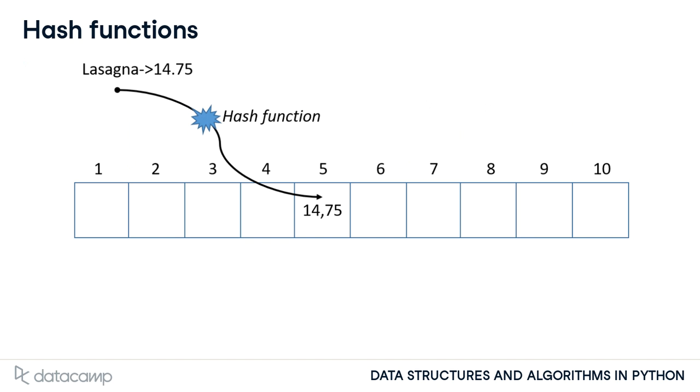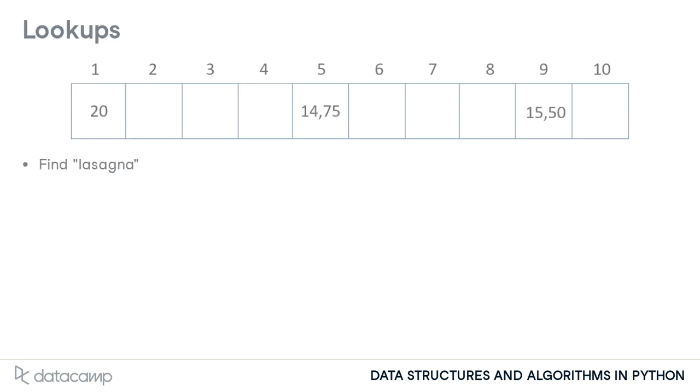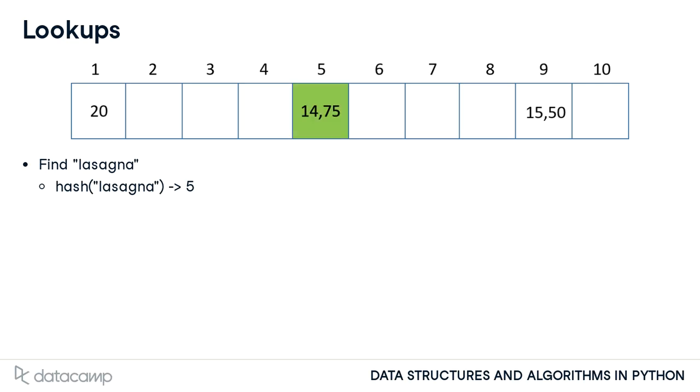We are not going to go deeper into hash functions because they are out of the scope of this course, but the most important thing we have to know about them is that every time a hash function is applied, it needs to return the same value for the same input. When we want to find a value associated with a key, we need to hash the key, and then look inside the corresponding slot to return the stored value. As we can see, this operation is really fast and it takes O of 1.